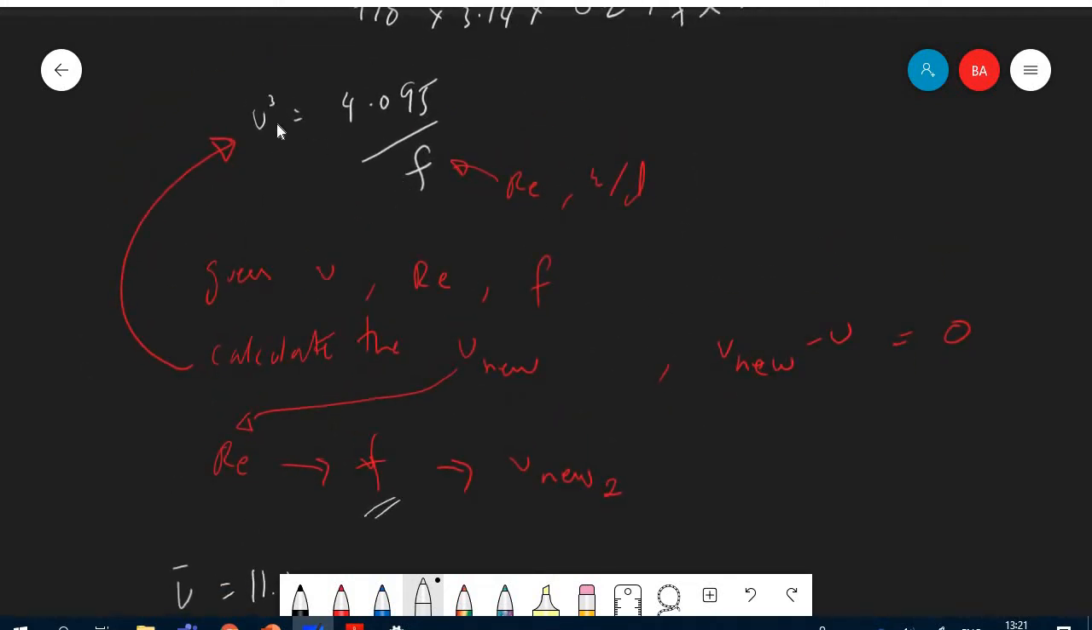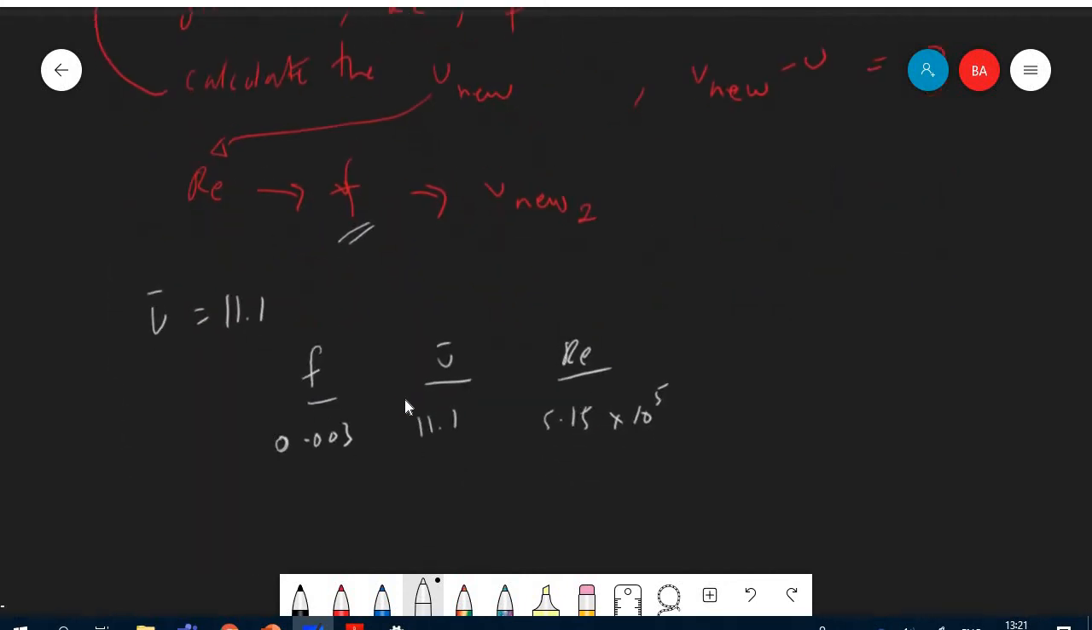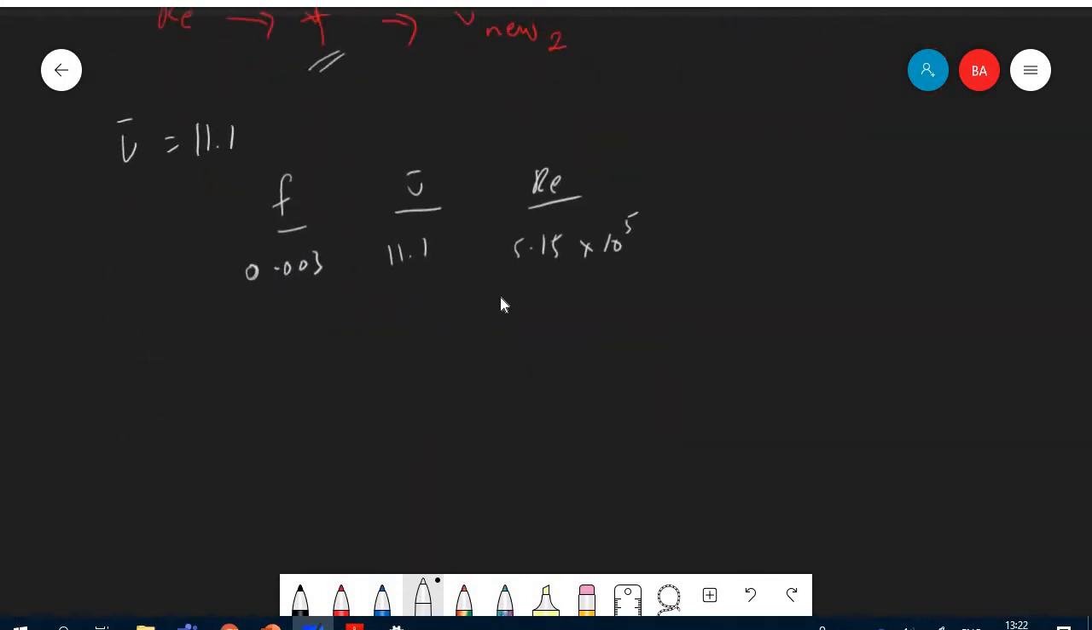you're going to get u, and from u you're going to get the Reynolds number, and then you're going to calculate the new f. So you can do it also the other way around, and this is what is done here, and then you're going to get the f calculated, okay? So we are doing it the other way around. Doing it here or there is all going to be the same. So in this case we are assuming f is equal to 0.003, okay?